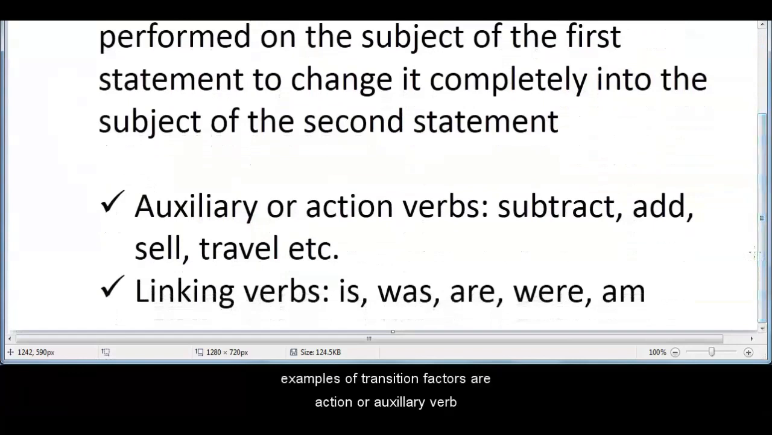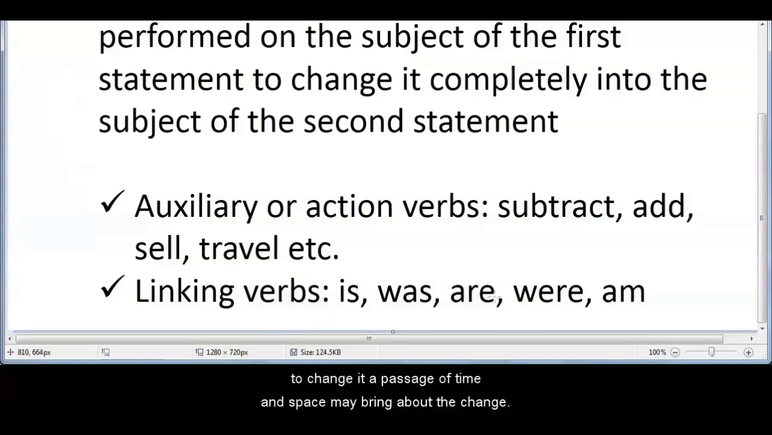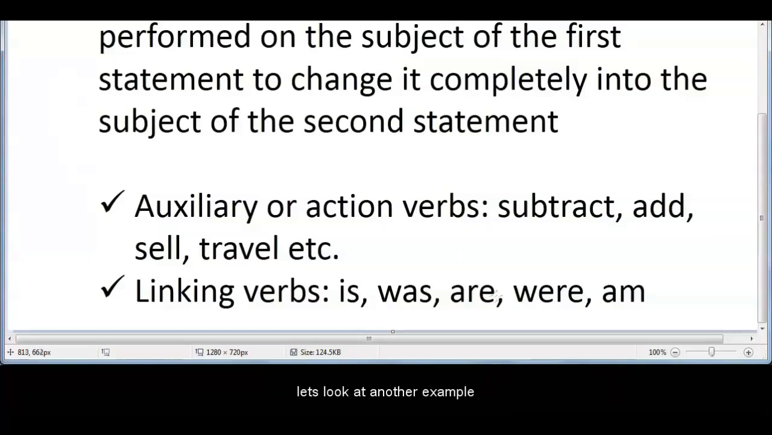Examples of transition factors are action or auxiliary verbs. These are action words such as subtract, add, sell, travel, etc. They can also be linking verbs: is, was, are, were, am. If an action is not performed on the subject to change it, a passage of time or space may bring about the change. Let's look at another example.